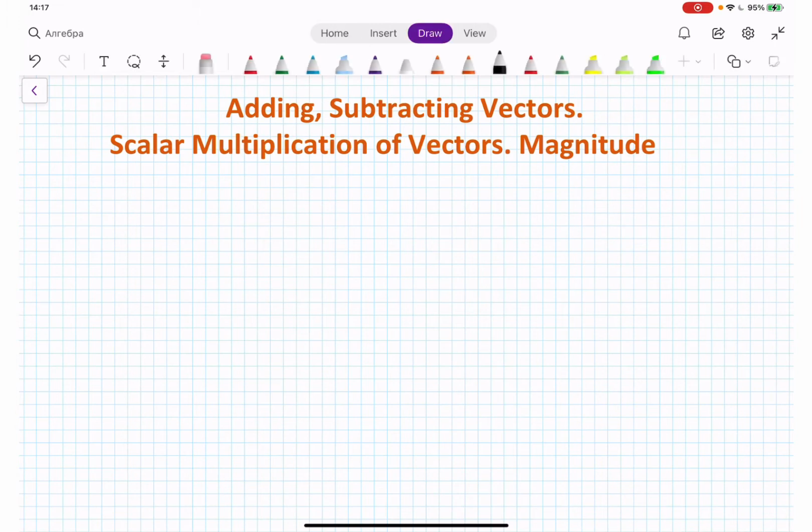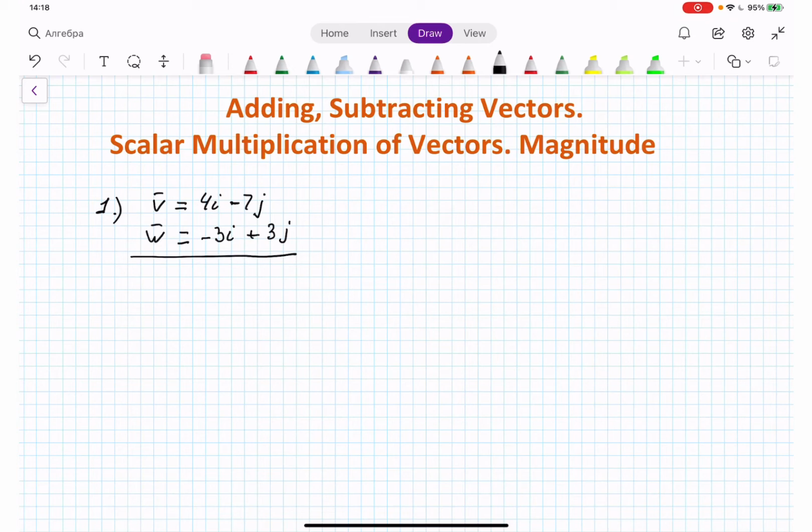Adding, subtracting vectors, scalar multiplication of vectors, magnitude. Okay, question number 1. Vector v is equal 4i minus 7j. Vector w is equal negative 3i plus 3j.